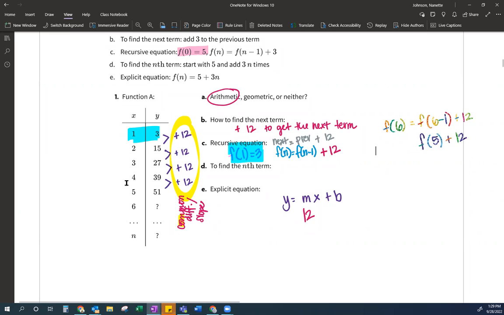Oh, f of 5 is 51. It's 51. So you want me to put 51 instead of this? Uh-huh. So do you guys remember us practicing evaluating a function a couple of things ago? Yeah, so this is why they have you do it. Okay, so f of 5, Miss Johnson, how did you know it was 51?